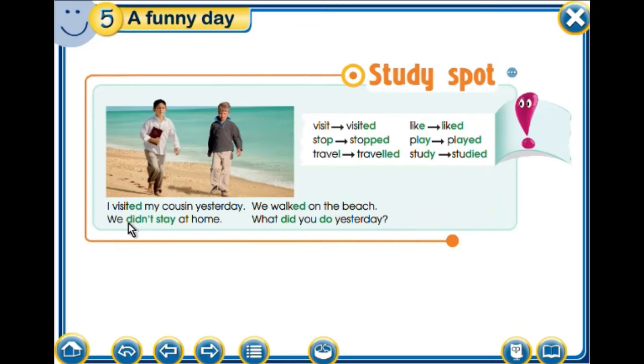So if we want to form the negative, just add didn't before the verb without conjugating the verb. If you observe something here, we didn't add ed. Stay, not stayed. No, stay. We didn't stay. We didn't stay at home. What did you? Okay, so this is for the question. We add did before the subject pronoun or before the subject in general.